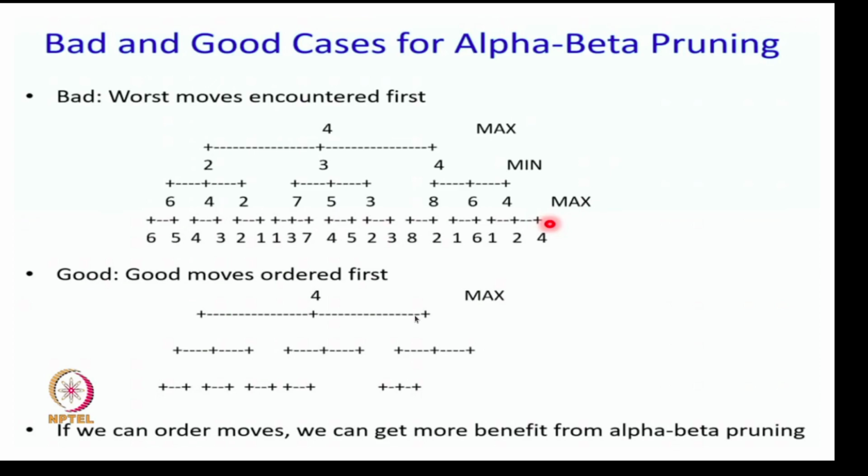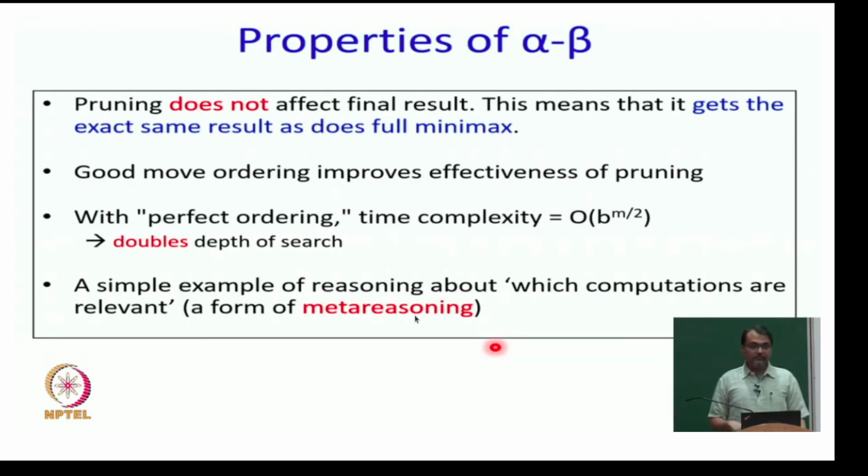So I hope you understood both the scenarios, what the worst move situation is and what the good move situation is. Now we'll understand some crucial properties of alpha beta. Pruning doesn't affect the final result. This means that it gets the exact same result as the full minimax. So it is only time and space that is being saved. There is no difference in the solution you are going to get. So this is the meaning of the first property.